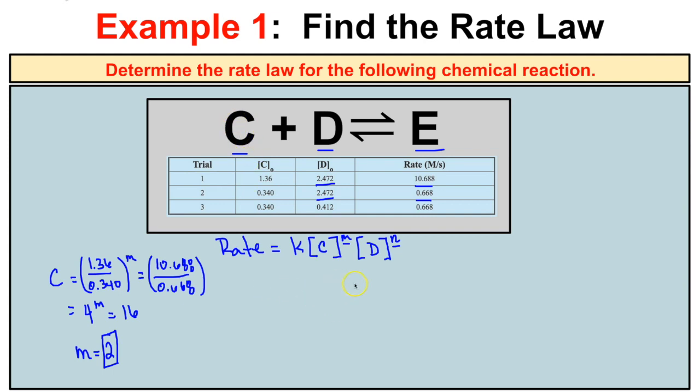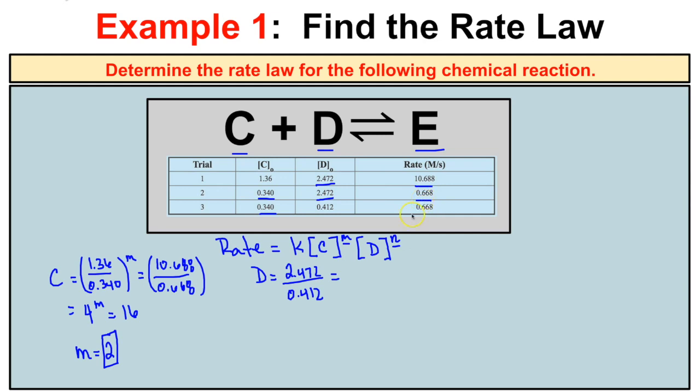Let's take a look at D now. If we want to figure out what order D is, we're now going to have to hold C constant. So we're going to hold C constant in trial 2 and 3, and then we're going to take a look at the concentrations of D. We're going to pull the higher concentration and put it in the numerator, so 2.472 divided by 0.412, and now let's take a look at the rates when we hold reactant C constant in trial 2 and 3.